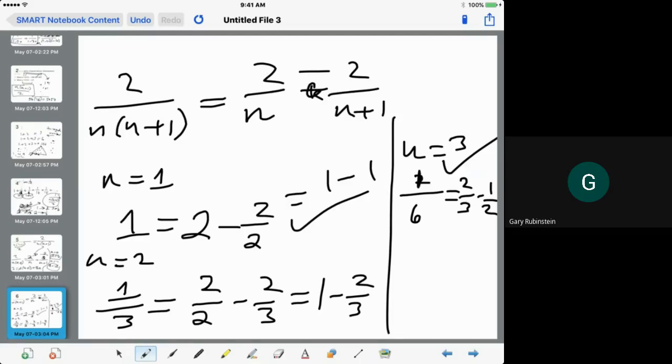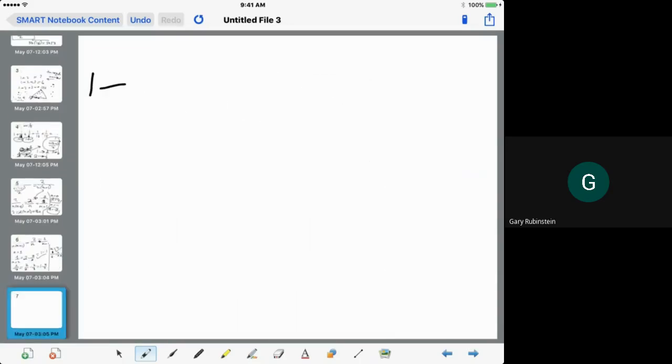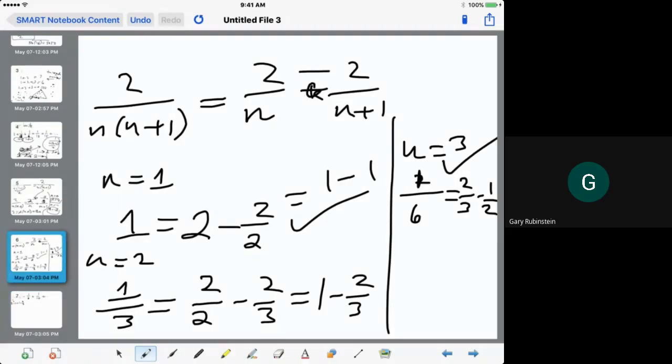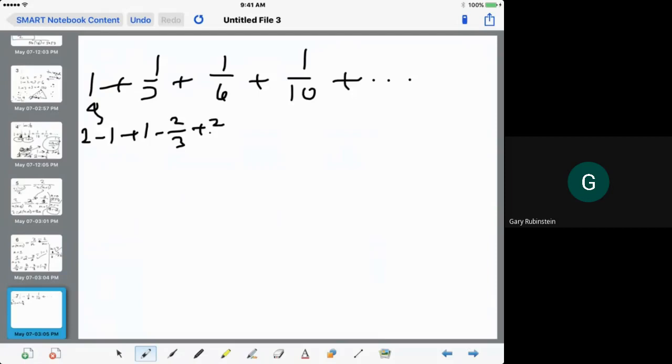So what does this all have to do with the sequence? It means this 1 can be written as 2 minus 1. And the 1/3 can be written as 1 minus 2/3. And the 1/6 can be written as 2/3 minus 1/2. Does anyone see what's going on here?